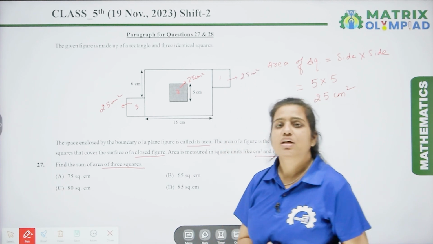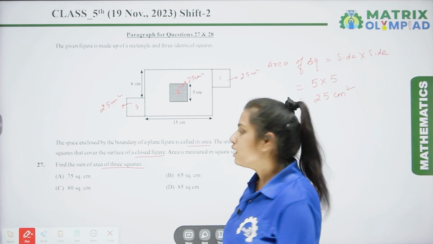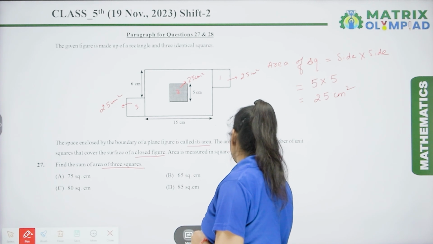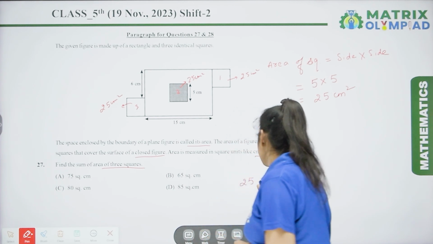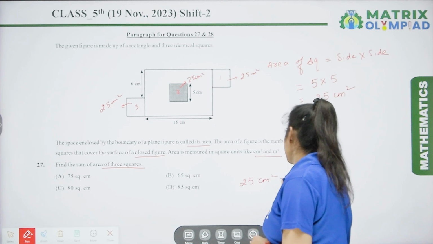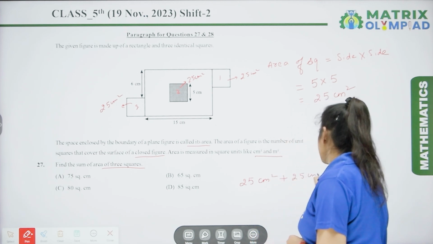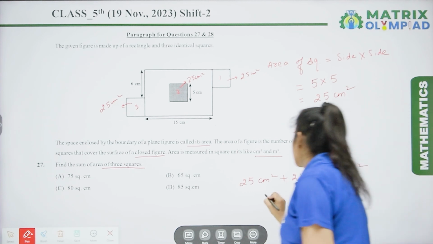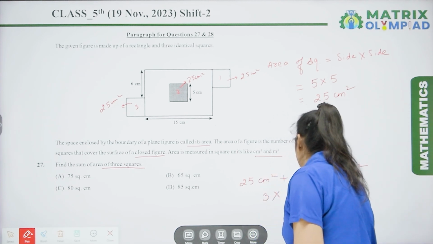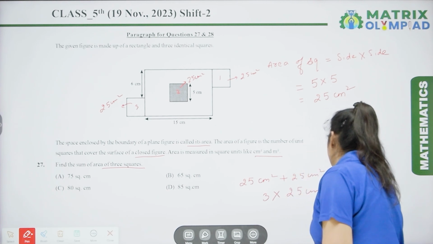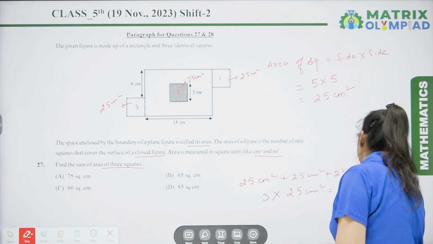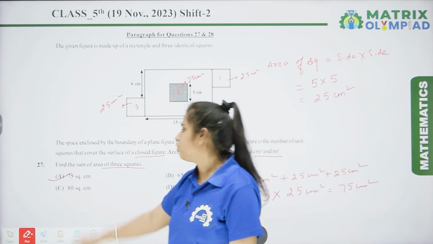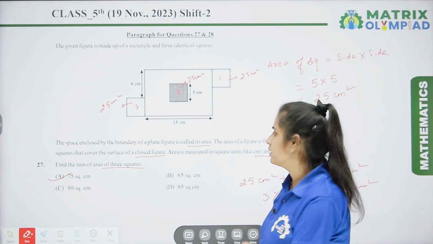So after adding these 3 areas of square, we get 25 centimeter square plus 25 centimeter square plus 25 centimeter square, or we can say that 3 multiplied by 25 centimeter square. So we get 75 centimeter square. So according to the options, we can say that option A is the correct answer.